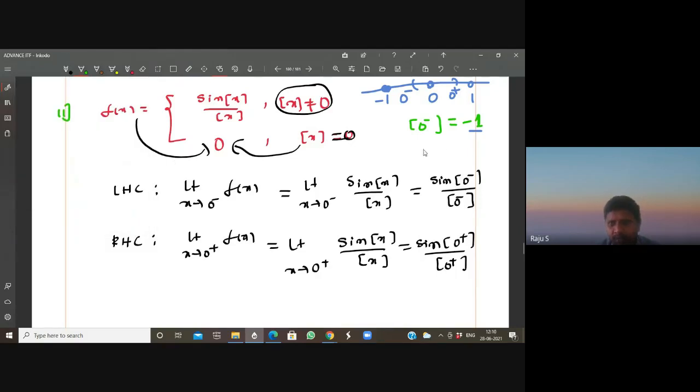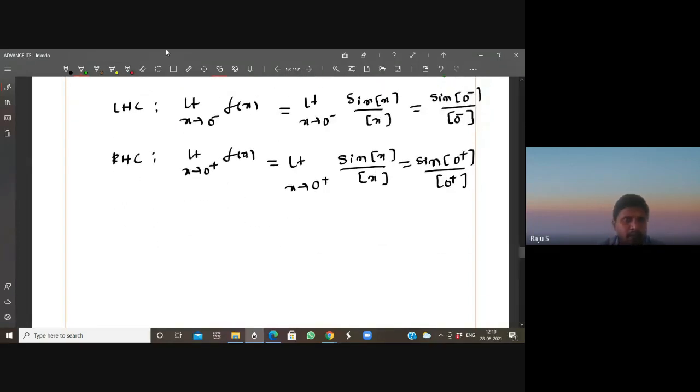What about the value of 0 plus? More than 0. More than 0 means it may be 0.1, 0.2 till 0.999. What about that value? 0 to 0 plus means more than 0. What about the value? 0.